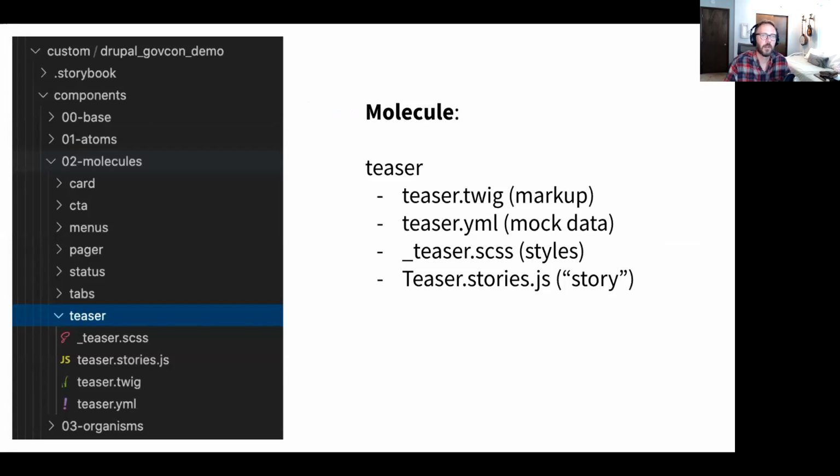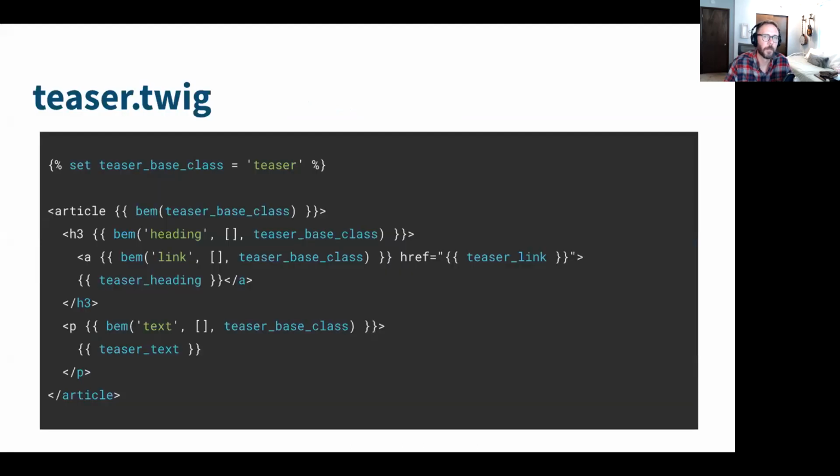Here we are in our molecules directory. We're going to add a new teaser directory and then 4 files. Our Twig file for our markup, a YAML file for our mock data, a SASS file for our styling, and then finally a stories file for adding the new component to Storybook.